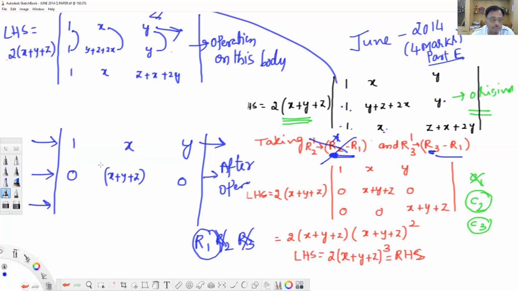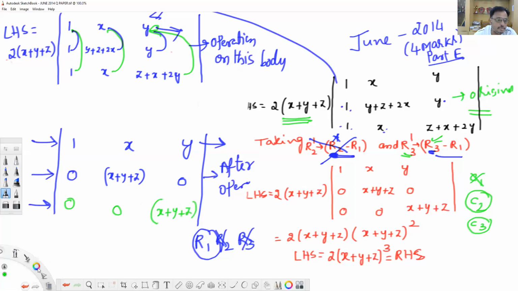Second surgery. R3 minus R1 I'll do, but the result will be entered in R3. That means new R3 will be formed. How will new R3 be formed? Taking third row minus first row in the old body. This is the operation on this body. R3 minus R1: 1 minus 1 is 0, x minus x is 0, z plus x plus 2y minus y, that is x plus y plus z.